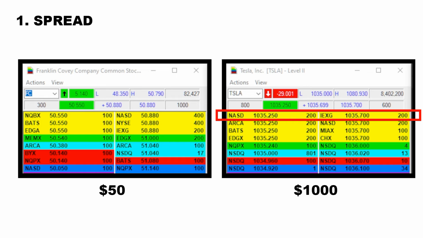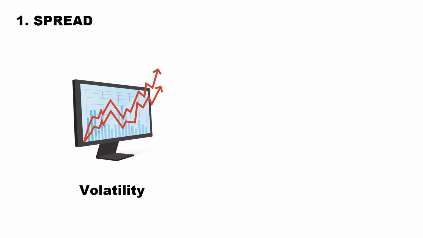But what causes these unwanted larger spreads? Well, it comes from two things. One is volatility. When price is moving too fast, whether the stock is getting a big pop or dropping too fast, we may see more spread between the bid and the ask price.